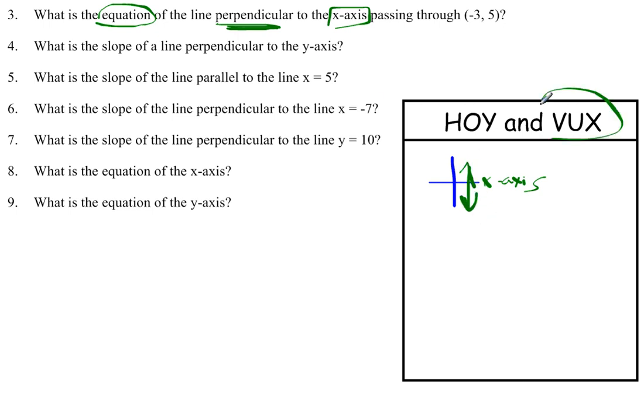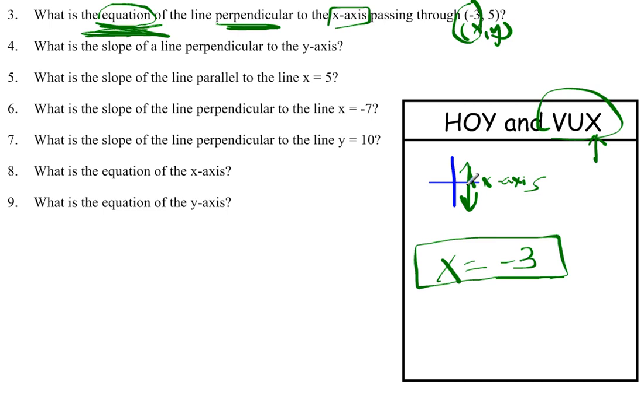Since it's a vertical line, and I'm looking for an equation, I'm looking for x equals a number. So I just have to fill in the number. Then I say it passes through a certain point. Well, this is x comma y. So there's my x, it's -3.